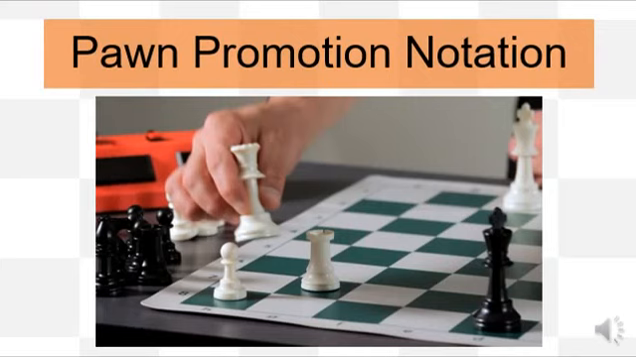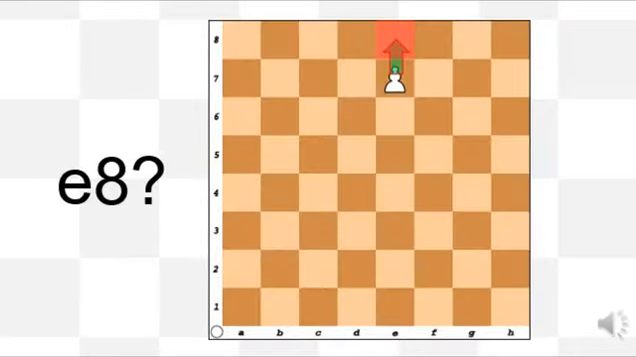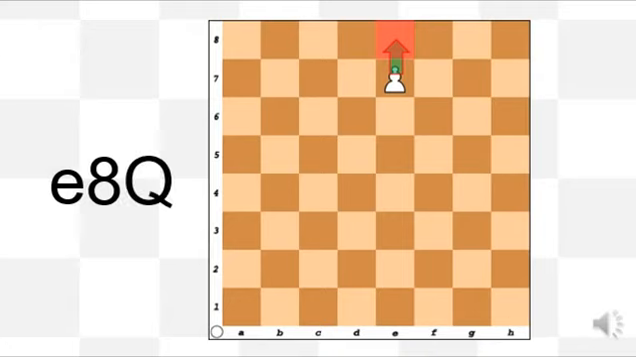Pawn promotion is something that happens in chess games, but how do you write it in algebraic notation? The notation is the same as it is for standard pawn movement. However, at the very end of it, you put the symbol of the piece that you are transforming into. The notation for this pawn movement would be e8q. That's assuming we choose a queen for the pawn to be promoted into.